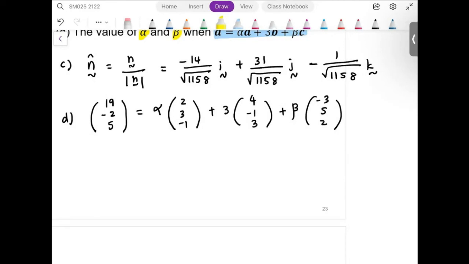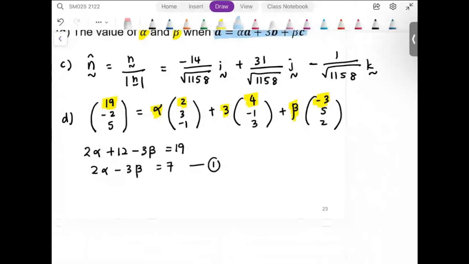First saya choose elemen I lah. Saya ambil yang first. So we have 19, 2 alpha, 3 times 4, beta times negative 3. Semua tu saya darabkan. Okay, so kita akan dapat first equation: 2 alpha plus 12 minus 3 beta equal to 19. Simplify this up. 2 alpha minus 3 beta is 7.